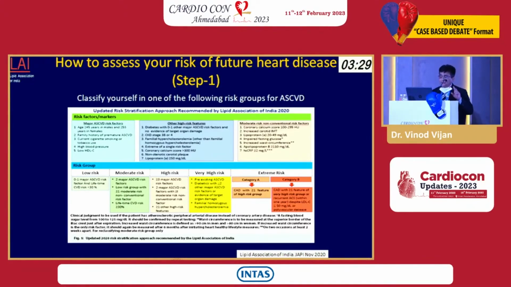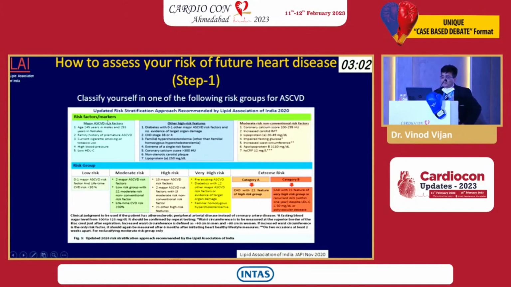So today our patient fits into the extreme risk category type A. In previous guidelines they had low, moderate, high risk, very high risk, but this has been accepted as the extreme risk category, which now even the International Society of Atherosclerosis has accepted, and after 2 weeks I'll be presenting this in New Orleans along with a parallel ACC.